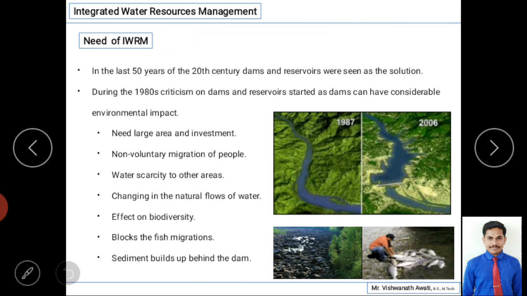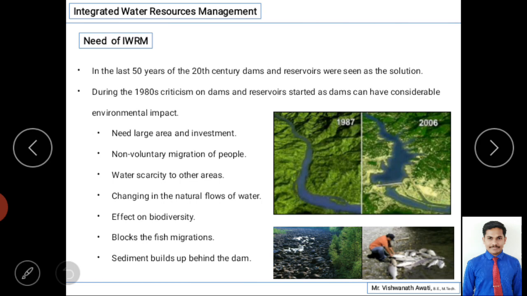It has an impact on the environment. The impacts are like needing a large area and investment. It requires a large area because it has to store TMC of water. When a large area is required, some areas are already used for agriculture, forest, or settlement. So when we are planning the dam, we have to make the migration of the species as well as the people. That is non-voluntary migration of people, right?